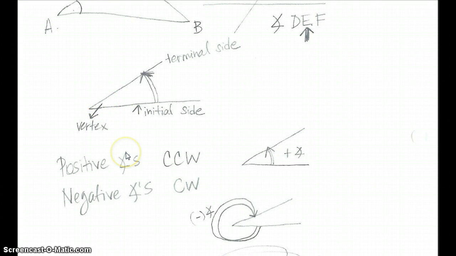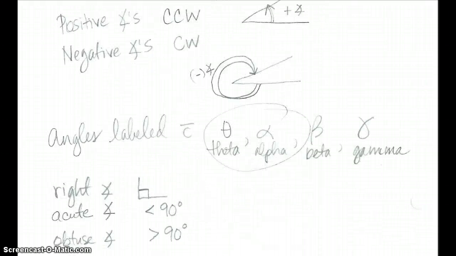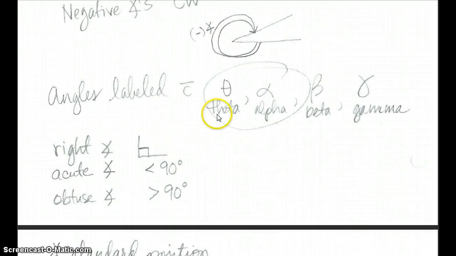If I have a positive angle, I'm moving counterclockwise, such as in this case. If I'm having a negative angle, then we move clockwise. So in that case, this would be a negative angle because I'm moving clockwise in order to draw out that graph. Our angles are commonly labeled with theta and alpha, and then occasionally you're going to see a beta and a gamma. So just keep that in mind.